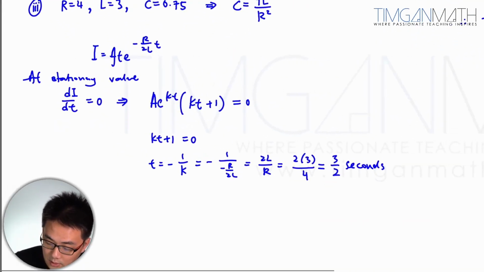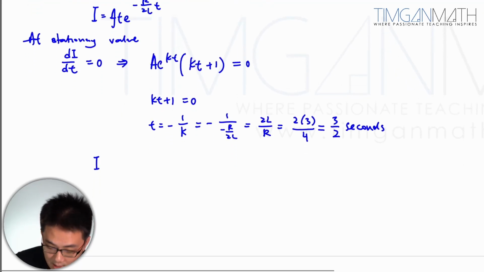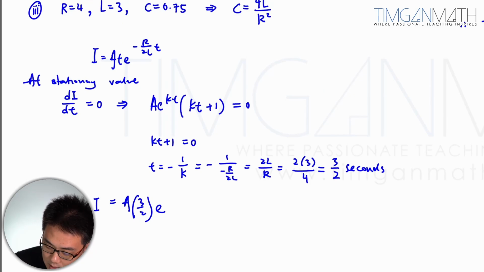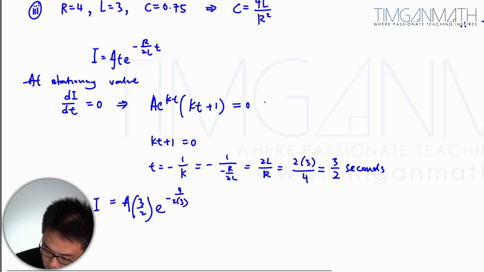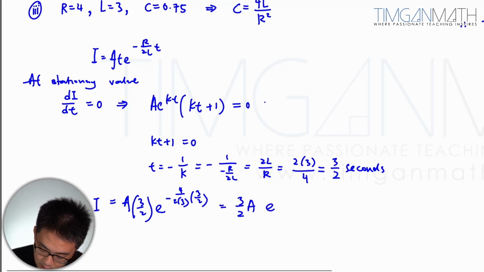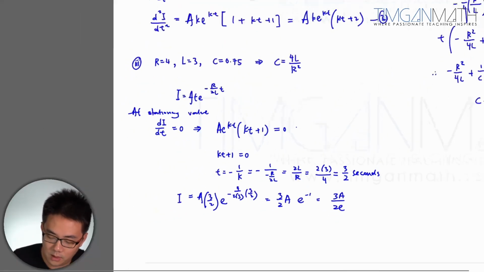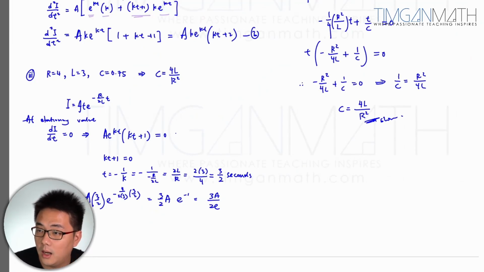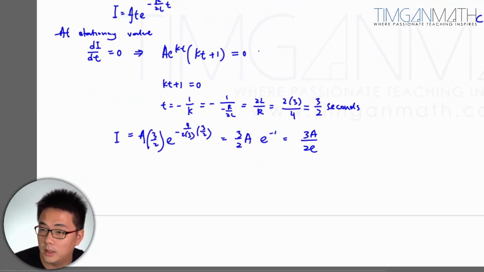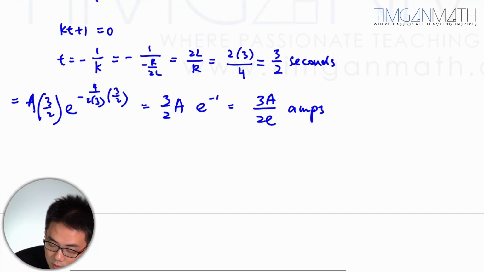Once you found the t, you could actually find the I, the value here, I, which is actually A times 3 over 2 times e to the power of k t. K is actually negative R over 2L, which is negative 4 over 2 times 3. Then t will just be 3 over 2. So this is 3A over 2e. This is the current, and they need you to show its maximum.